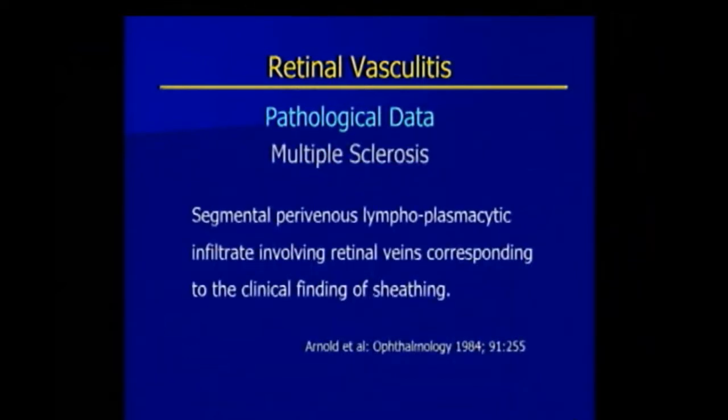Now we have histopathology studies to support what I just said. We have good histopathological studies related to multiple sclerosis retinal vasculitis. The histopathological studies in multiple sclerosis showed segmental perivenous inflammatory infiltrate composed of lymphocytes and plasma cells involving retinal veins, corresponding to the clinical finding of sheathing. Is that clear?